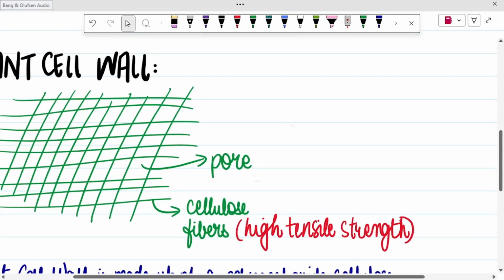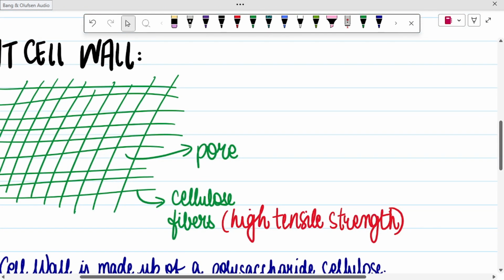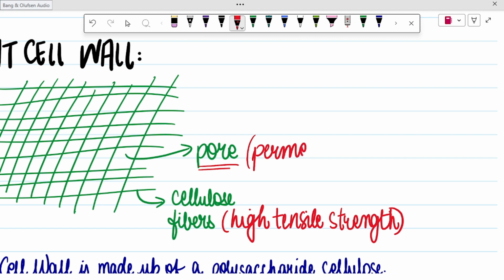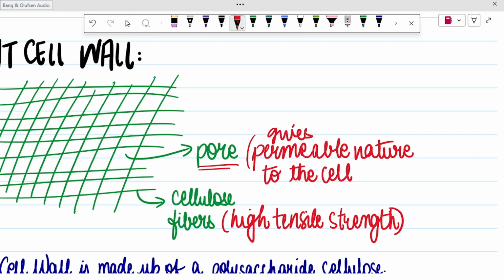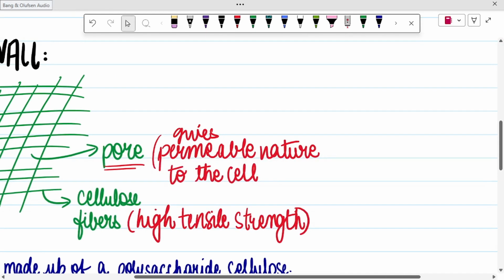Now, why is the cell wall permeable in nature? Due to the presence of pores, and these pores are made by the crisscross arrangement of your cellulose fiber. So basically these pores are accounting for the permeable nature of your cell wall. They won't ask you to draw the structure of your cell wall, तो इसकी टेंशन की कोई बात नहीं है.